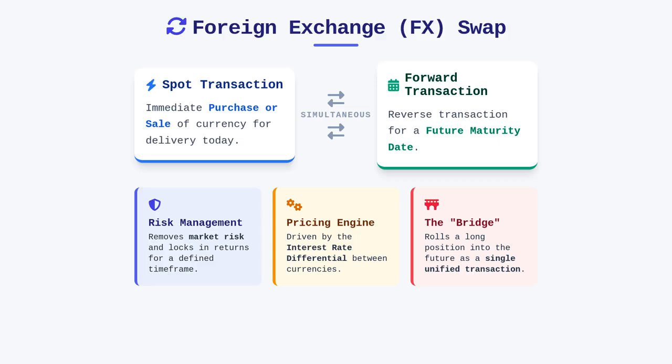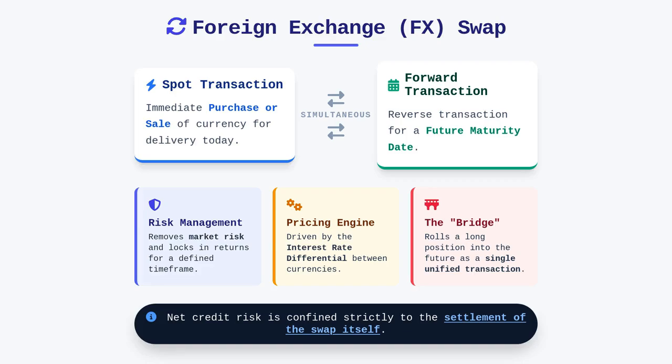If you hold a long position in a currency that suddenly needs to be rolled into the future, the swap provides the bridge. This dual execution ensures that the net credit risk is confined to the settlement of the swap itself, rather than two disconnected market legs.